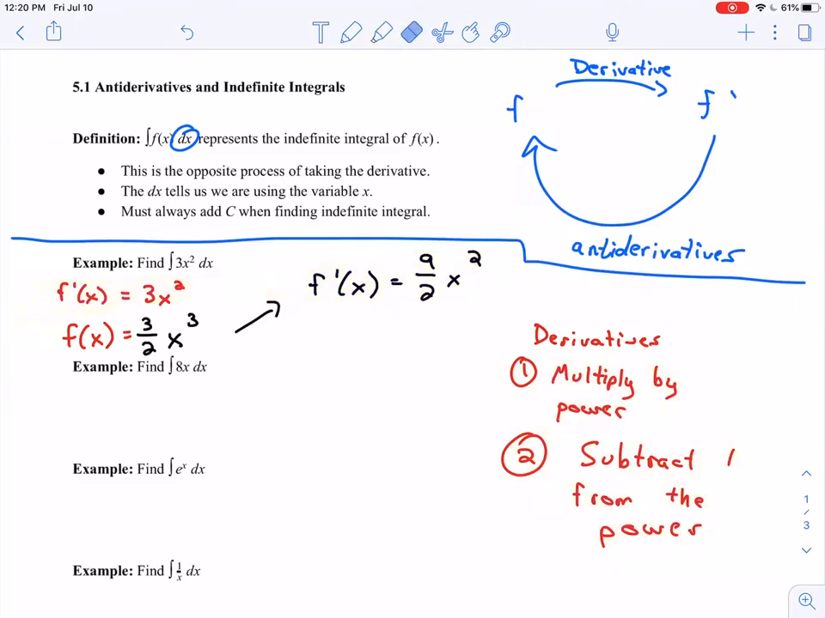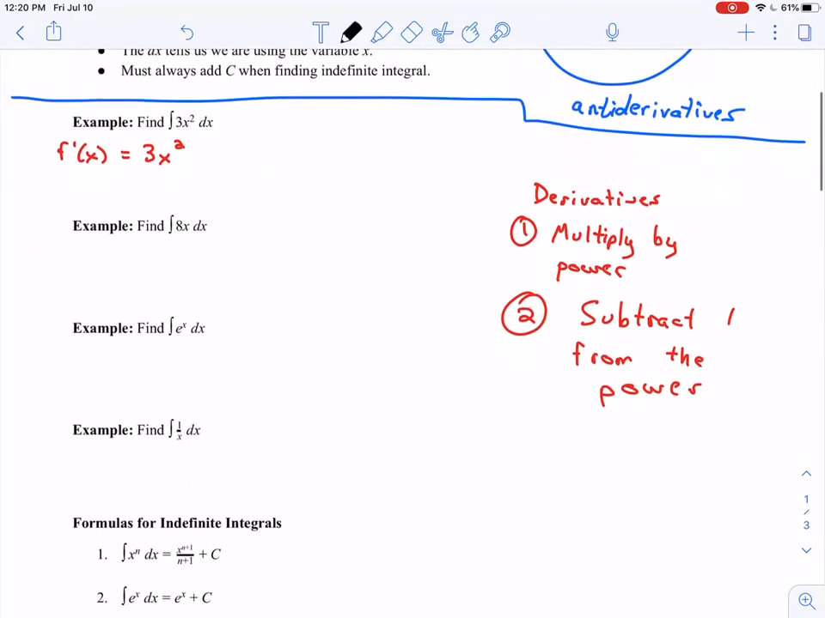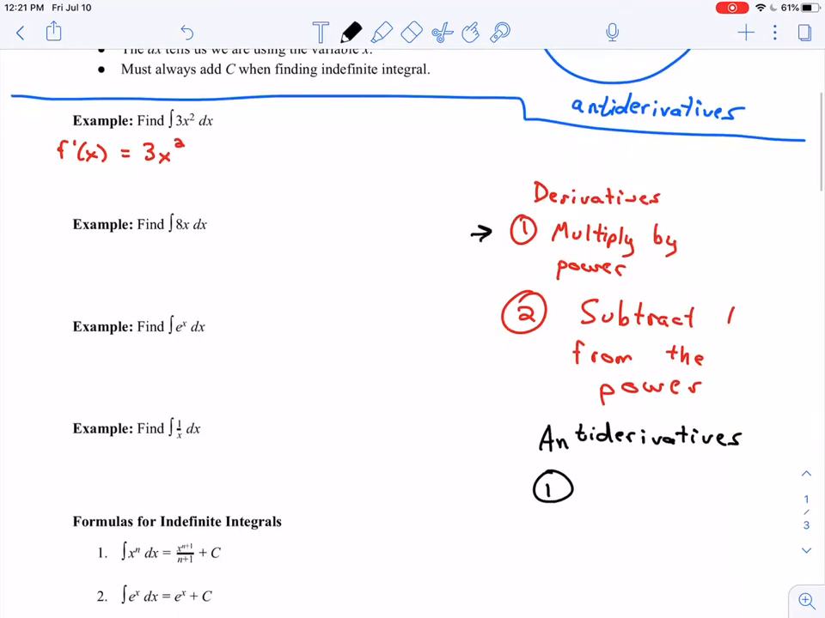So the key to these is we're not just going to switch the steps. We're not just going to do the opposite of these two steps. We need to also reverse the order that we do these in. So when we talk about antiderivatives, and you can probably peek at the formula down there, instead of starting with multiplication or division, we're actually going to start with the power. Rather than subtract 1 from the power, we are going to add 1 to the power.